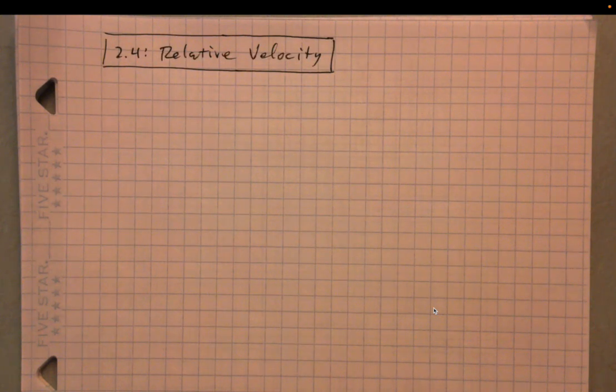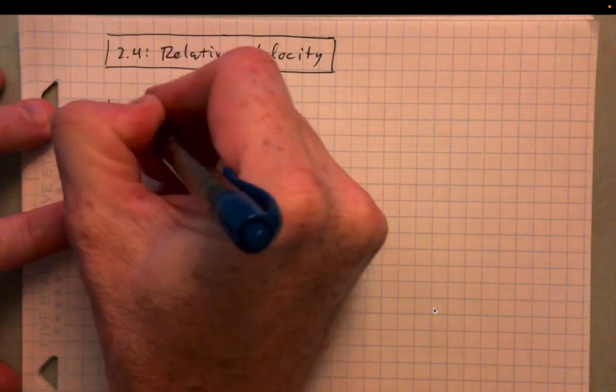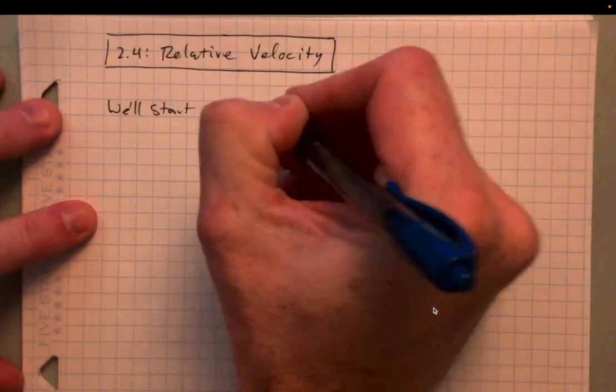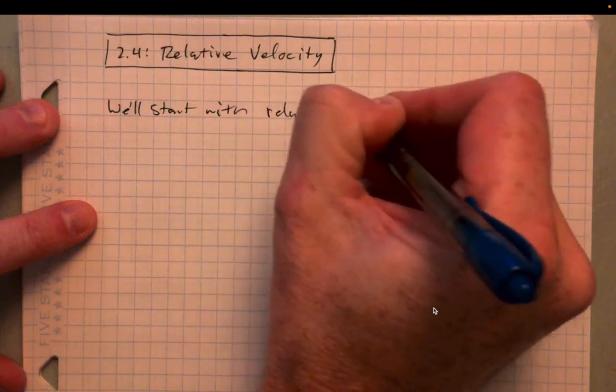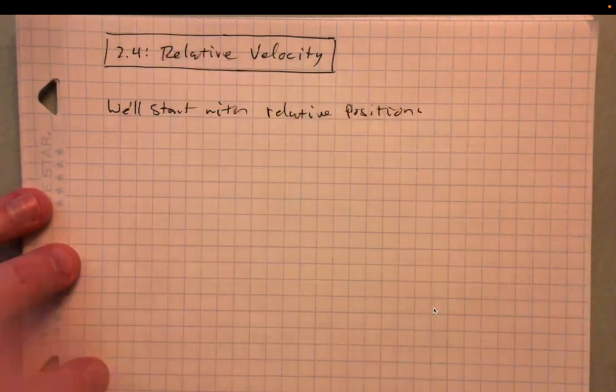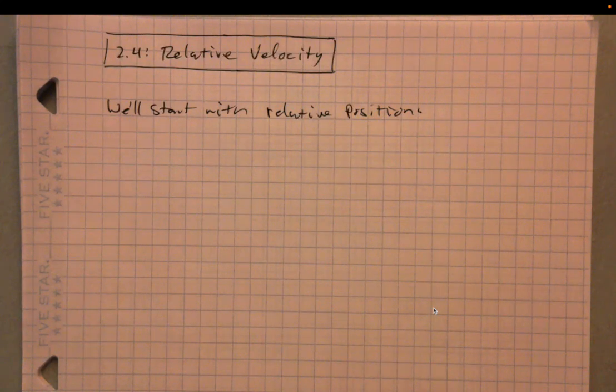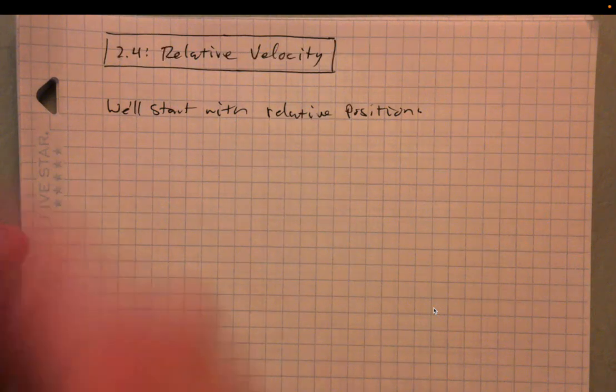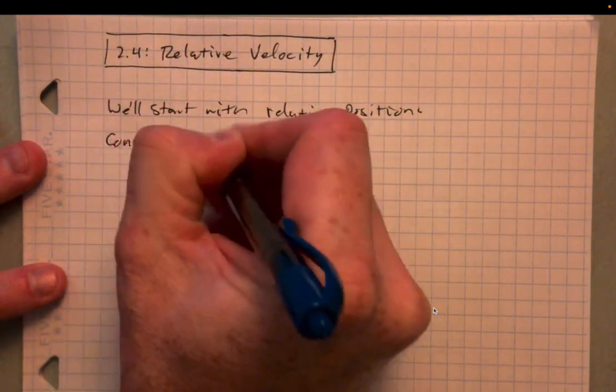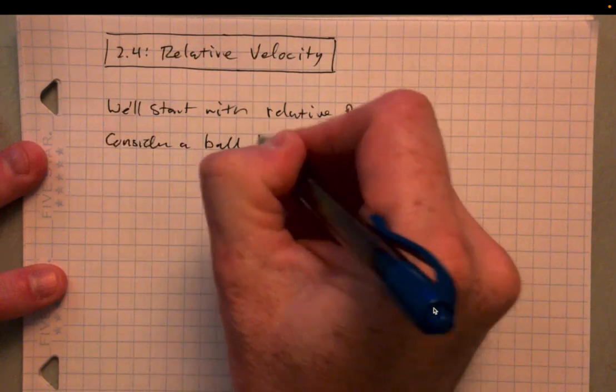And so in order to develop this properly, I think we want to start with the idea of relative position, just to level set on some things. Okay, so the mental exercise that I want to go through here is we want to think about a ball, just an object, we'll just call it a ball, but we're going to think about it from the standpoint of two different reference frames. So consider a ball in two different reference frames.